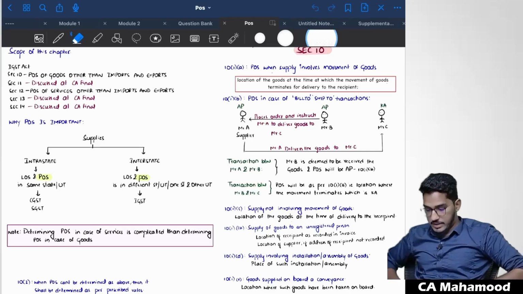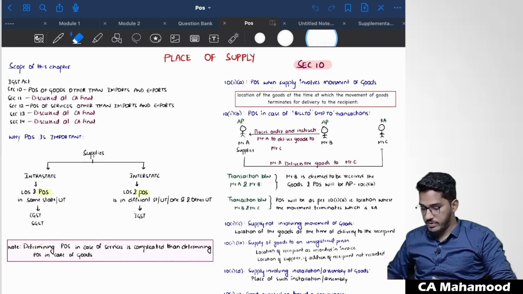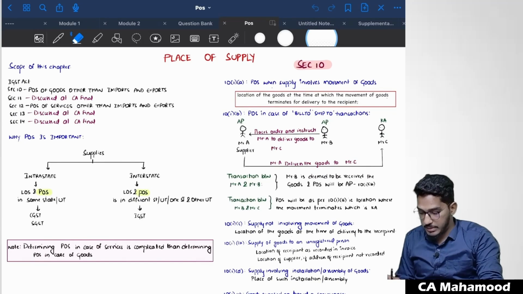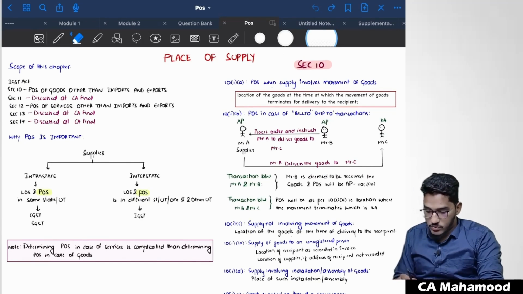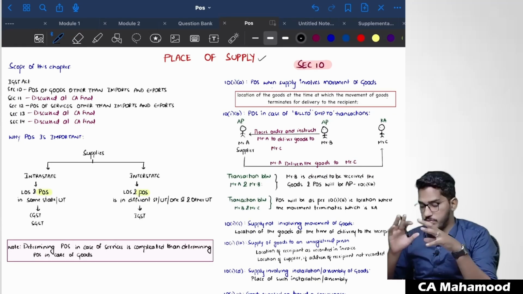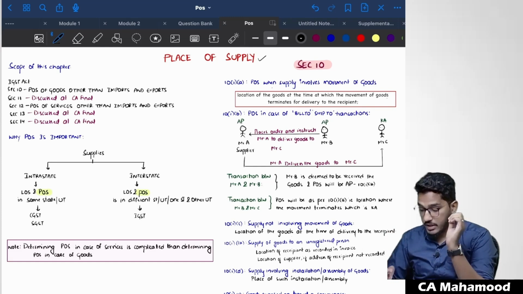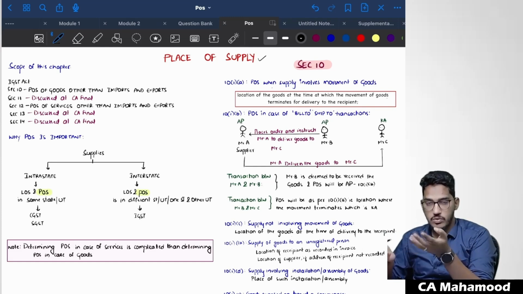Now we will be taking up the next chapter for revision, and the chapter which we are going to revise now is the place of supply. So this is one of the most important chapters from the examination perspective, very conceptual, very interesting chapter also.